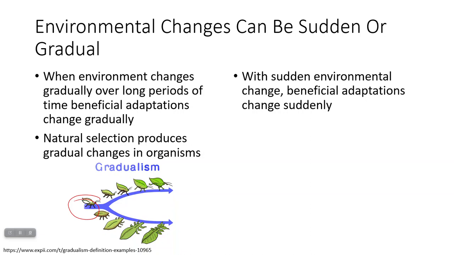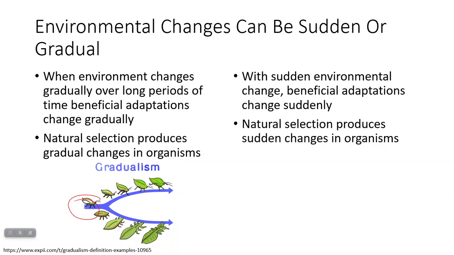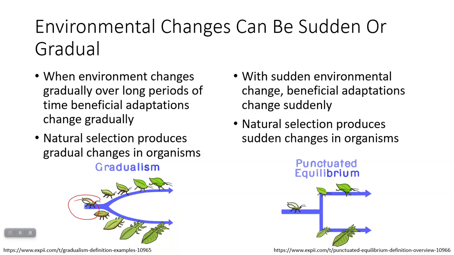However, sometimes the environment changes dramatically. This can happen very quickly, and then the adaptations that are beneficial end up changing quickly as well. In this case, natural selection can produce sudden changes in organisms, and this is called punctuated equilibrium.